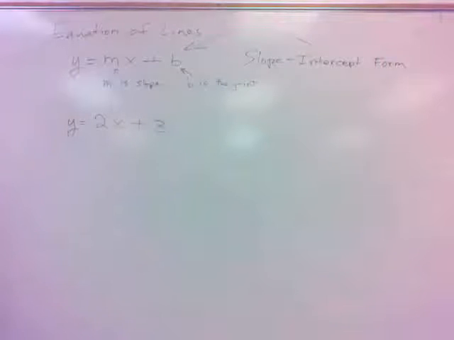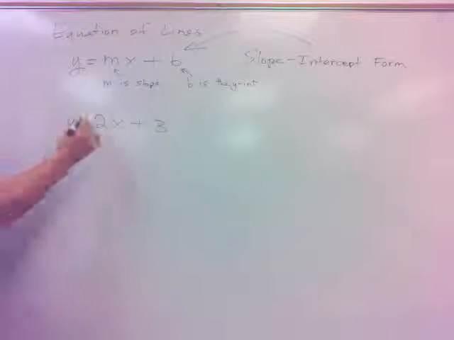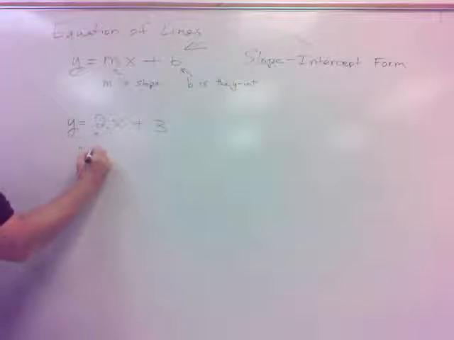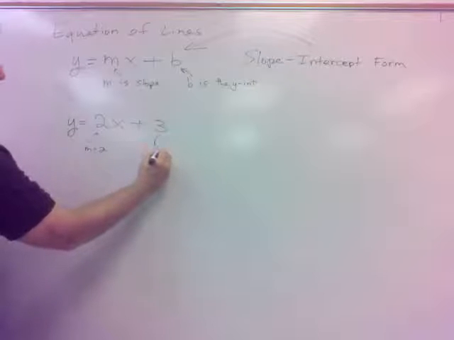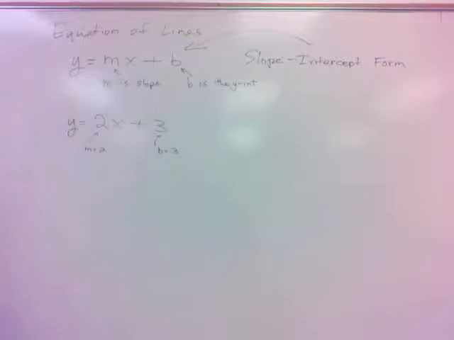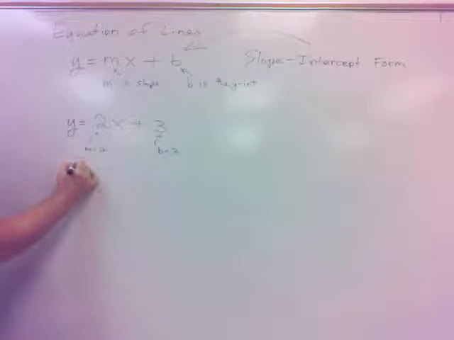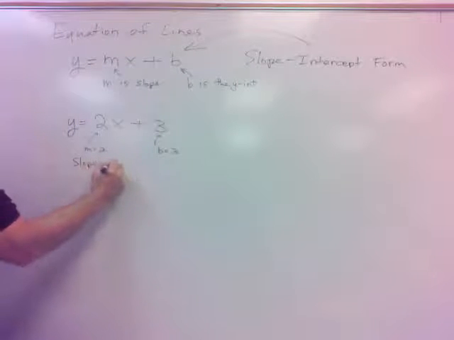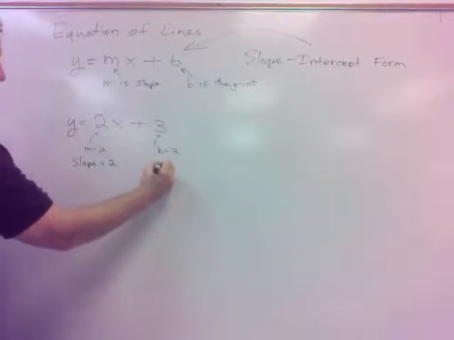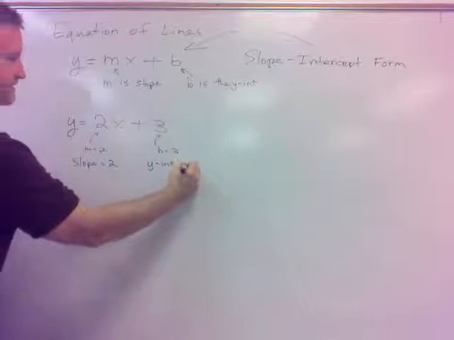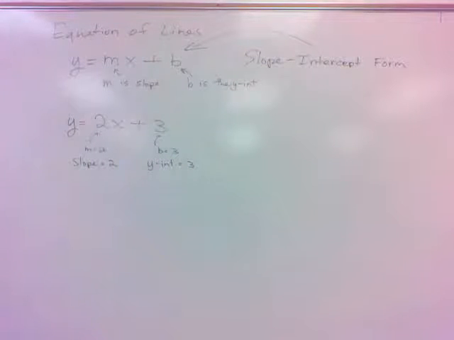Y equals mx plus b is the slope-intercept form of a line. So the line I've got right here, kind of how I did the graph, I've got m is 2, and I've got b is 3, don't I? Okay. So what information does that tell me? Well, that tells me the slope of this line is 2, and the b tells me the y-intercept of this line is going to be 3. Okay?